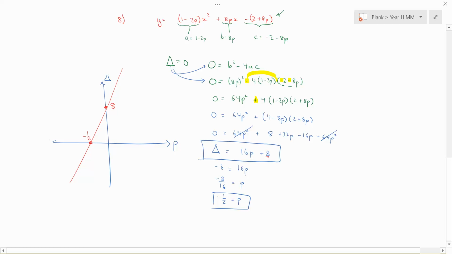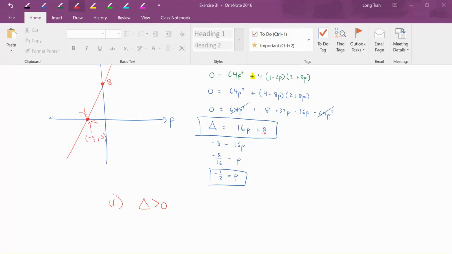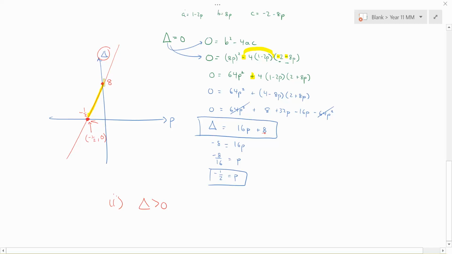So we can see at this point, right at that point there, when p is negative half, the discriminant is 0. That's what it means. That's the coordinates, because the y-axis represents the discriminant. So that's when you have one solution. If you want to have two solutions, you just got to pick. So this is a side note. If you want to have a discriminant greater than 0, clearly it's this region. This is when the graph is above the x-axis, and that's when the discriminant is greater than 0.